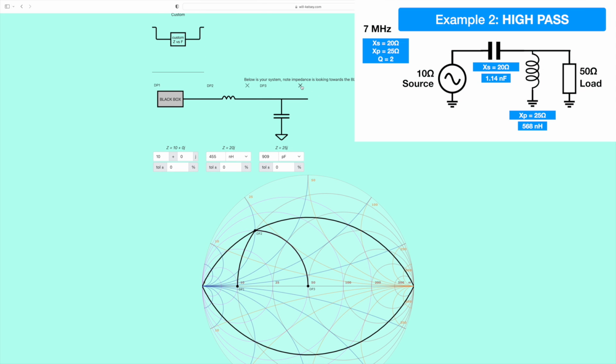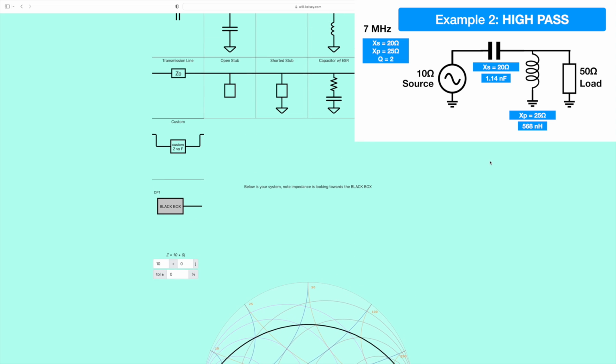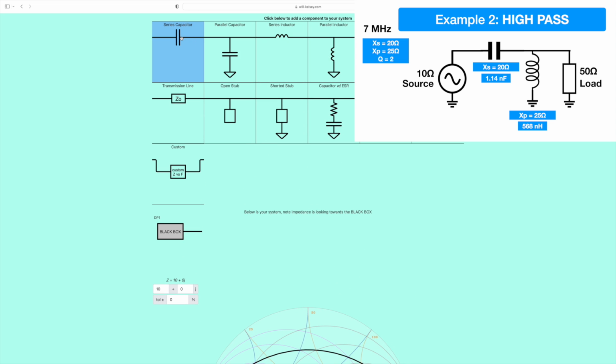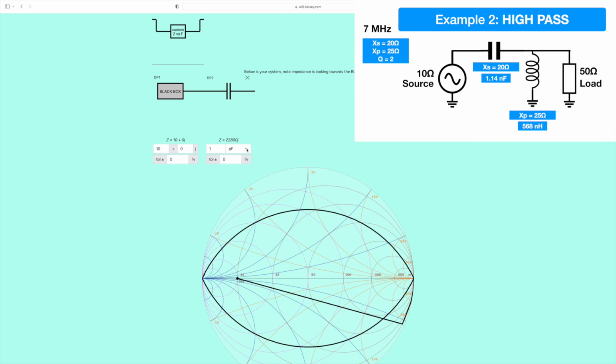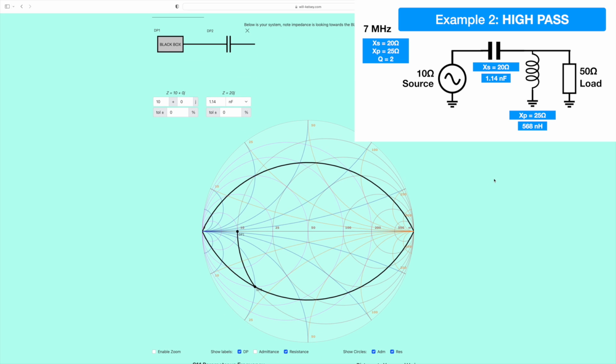Okay, so we'll take this off. So we've gone back to 10 ohms, purely resistive again. Here's the high pass filter. So remember, we start the high pass filter then with a series capacitor, 1.14 nanofarads. So we'll change this to nanofarads, 1.14. Now look at this. You see, now we've gone the other way. Yeah, we've gone the other way.